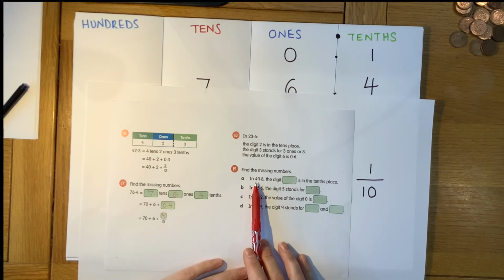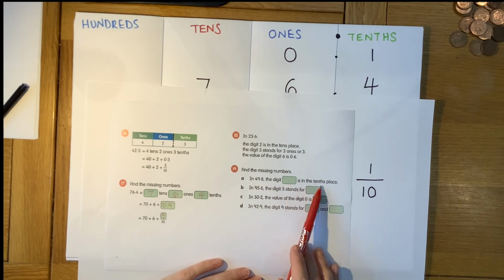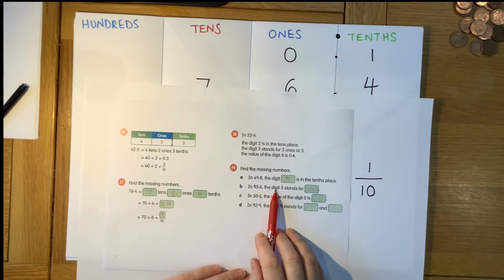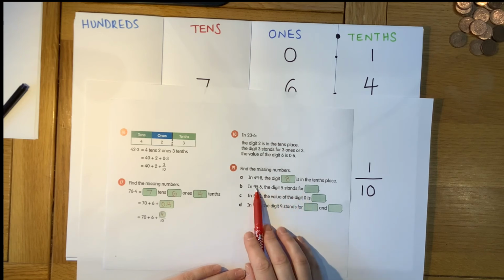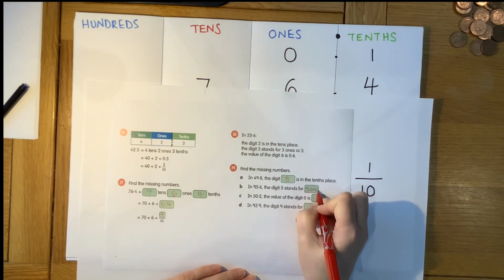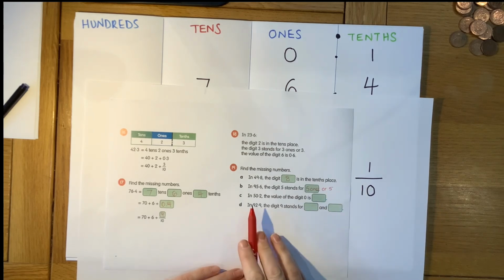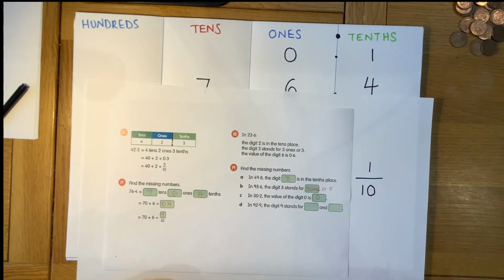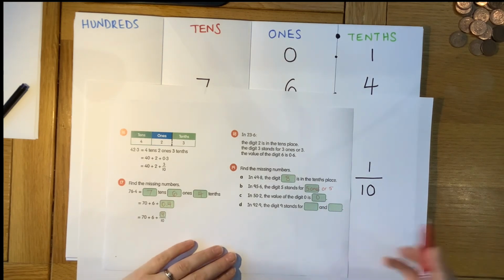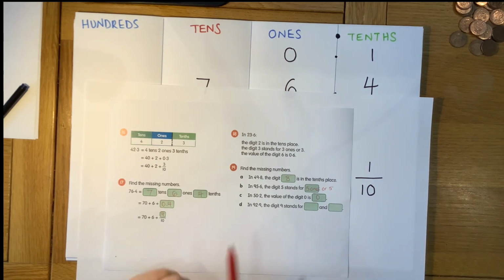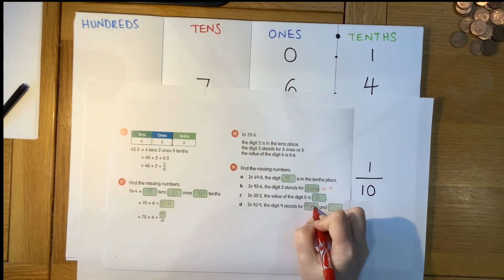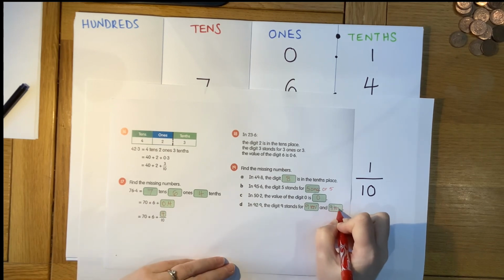So let's have a look. In 49.8, the digit what is in the tenths place? The tenths comes after the decimal point, so it's the 8. In 95.6, the digit 5 stands for 5 ones, or 5. In 50.2, the value of the digit 0 is 0. It's important that it's there, but it's still only worth 0 ones. In 92.9, the digit 9 stands for, we've got 9 tens and 9 tenths.